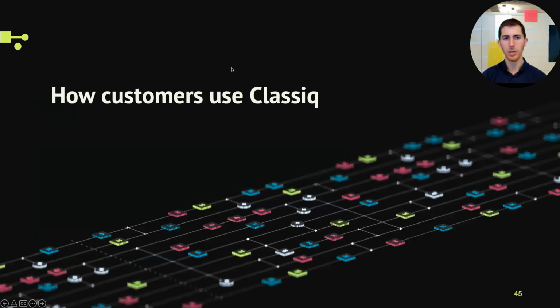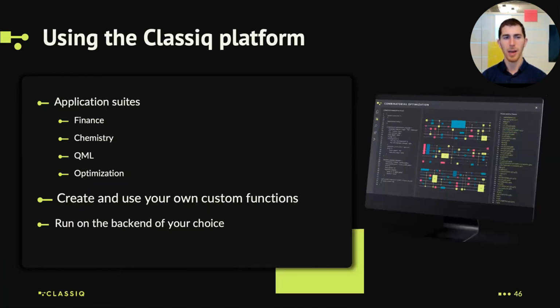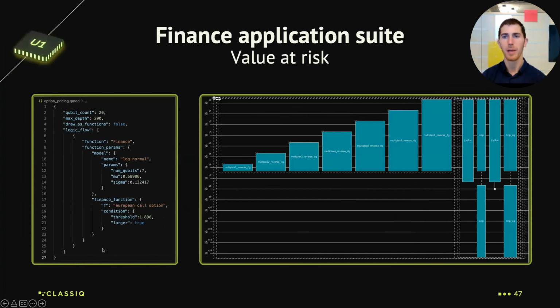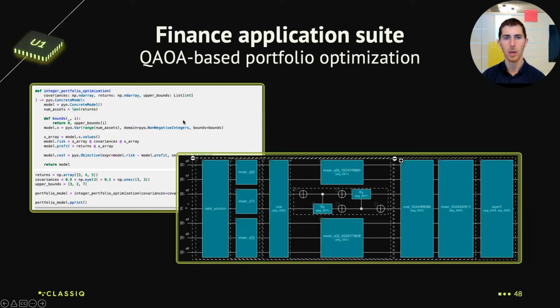Great. So eventually, I want to describe how customers use Classiq today. Customers, on the one hand, can easily use the application suites of pre-built models in finance, chemistry, QML, optimization, cybersecurity. But on top of that, they can easily create and use custom functions, right? They can create their own IP, and they do that, and then, of course, run it on the backend of their choice. So here you see some of the applications developed by our users. This one is the value at risk circuit in finance. This one is a QAOA-based portfolio optimization, also in finance. And of course, there are many other examples which all connect us to the same place.